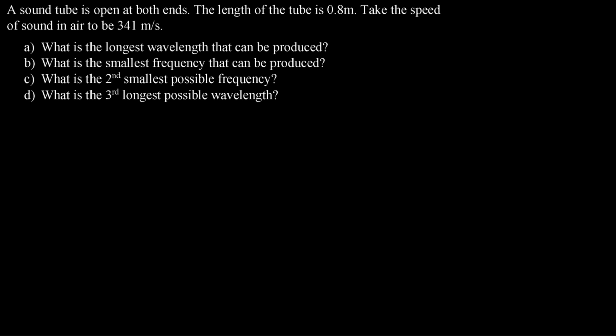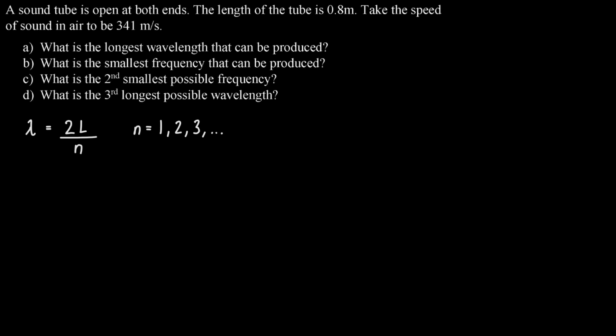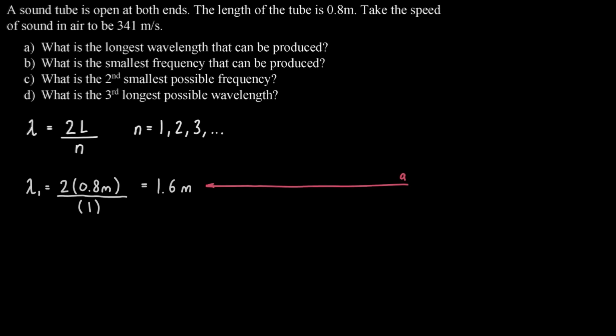So this question will be pretty similar, but we'll just be using a different equation for our wavelength because now our sound tube is open at both ends, whereas in the other one, the sound tube was closed at one end and open at the other end. So let's grab our equation. Wavelength is 2L over n for open at both ends. The longest wavelength is going to be when n is equal to 1. So if we plug in n is 1 and L is 0.8, then we end up with our longest wavelength as 1.6 meters.